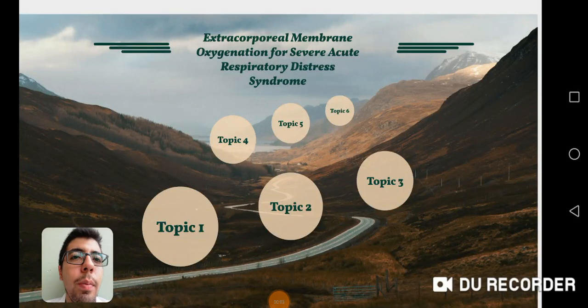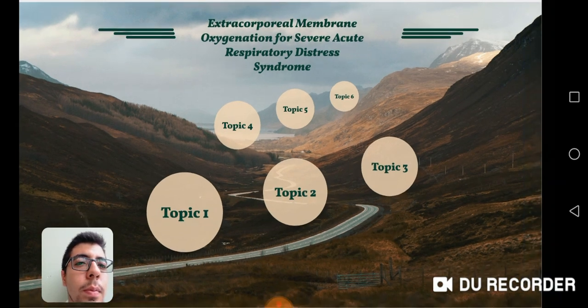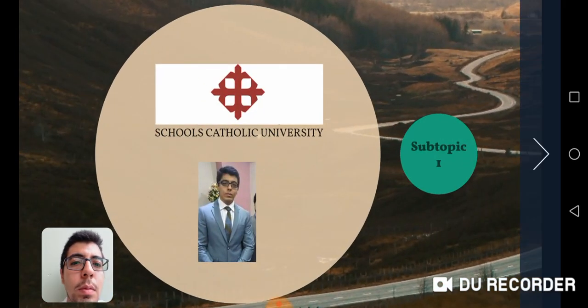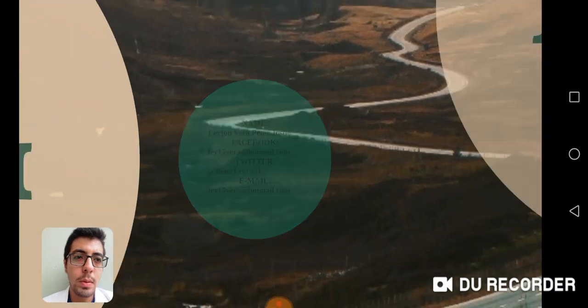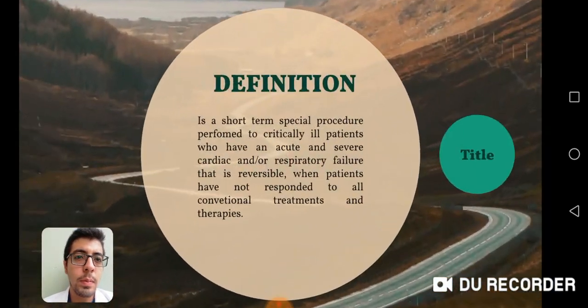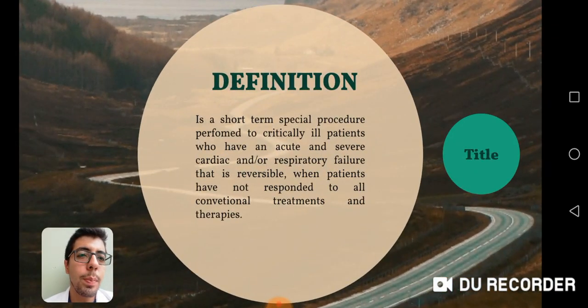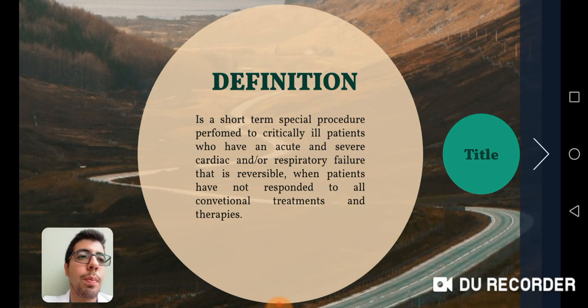Extracorporeal membrane oxygenation for severe acute respiratory distress syndrome. Definition: a short-term special procedure performed on critically ill patients who have an acute and severe cardiac and/or respiratory failure that is reversible, when patients haven't responded to all conventional treatments and therapies.